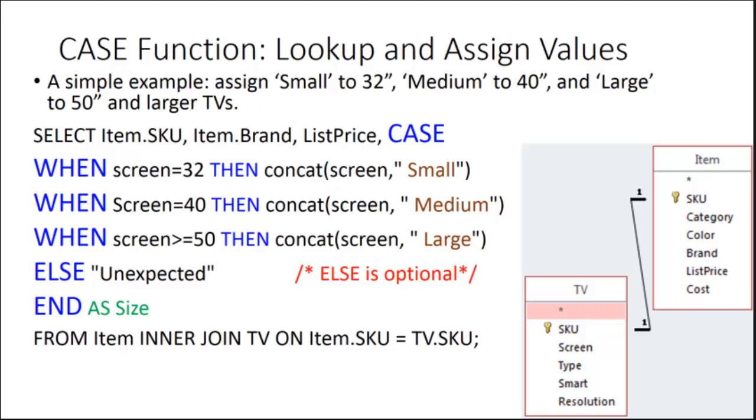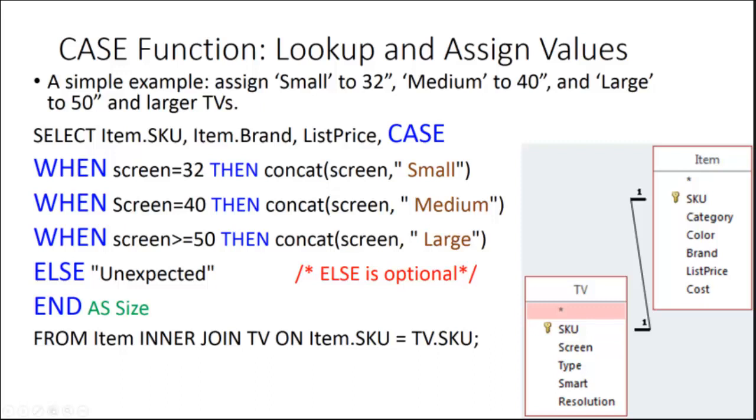We can start the query, a select query, return the primary key, brand, list price, and then start the CASE function. Keyword CASE, and then for each assignment, WHEN, then the value. Field name, that's the name of the field in the table, screen equals 32, THEN, that's the keyword for the case function. Here we can use another function, screen, comma, small. Well, the answer that is returned is the entire string. Small and screen, which is the field name, will return the value.